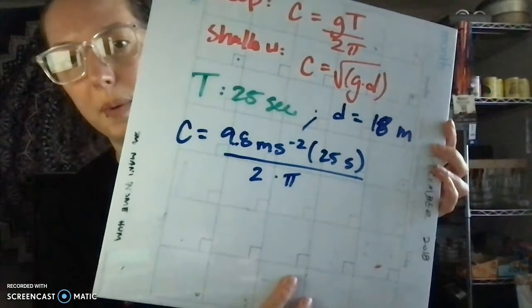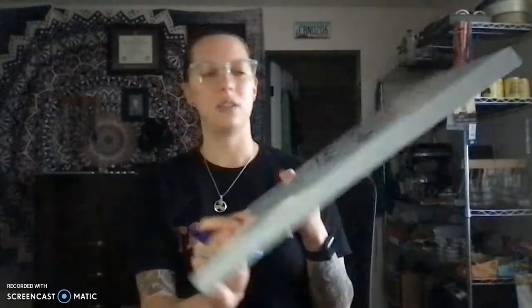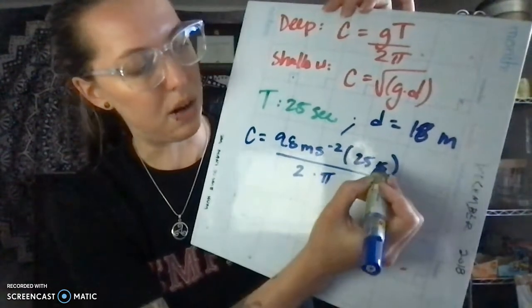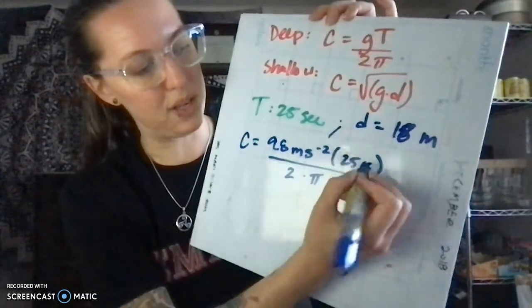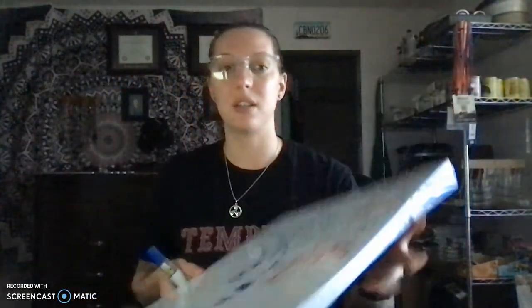This is how I've written this part out. So 9.8 meters per second squared times 25 seconds. With this, 1 second is going to cancel out, so it's still going to be meters per second. It's a great unit of speed. So then that will be 9.8 times 25, which is equal to 245, still over 2 pi.